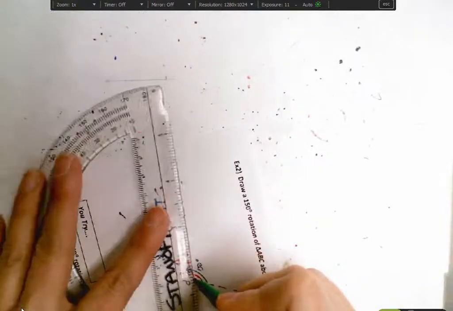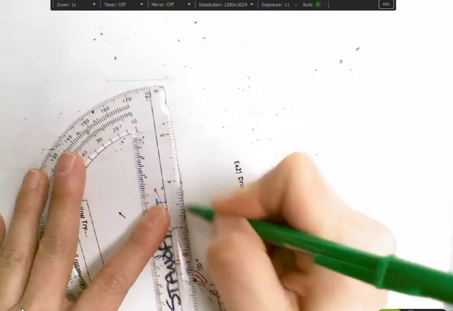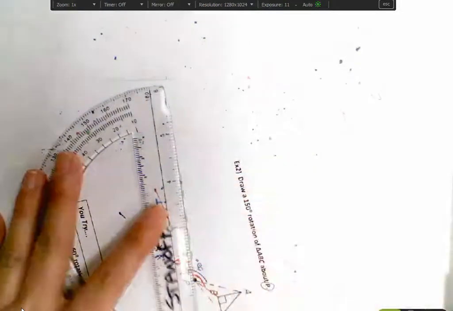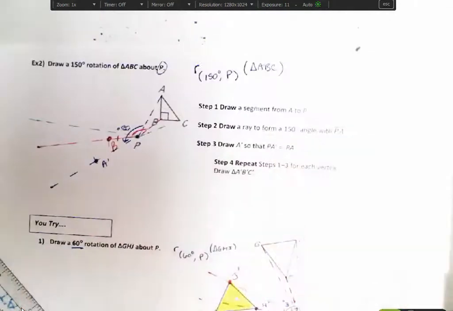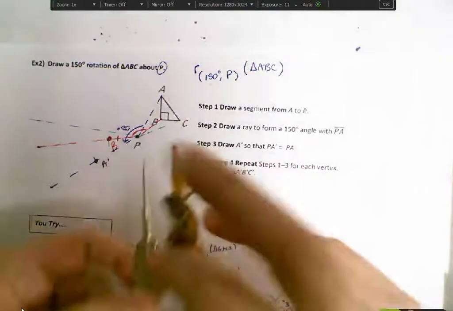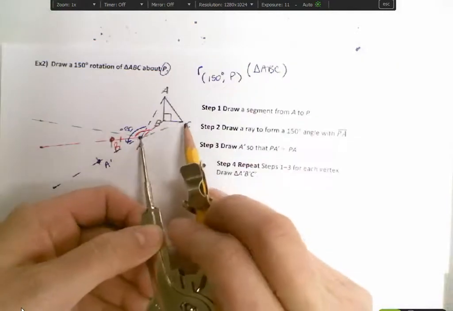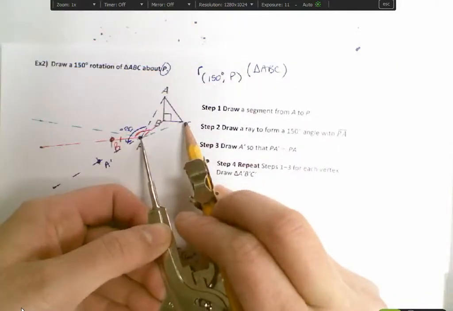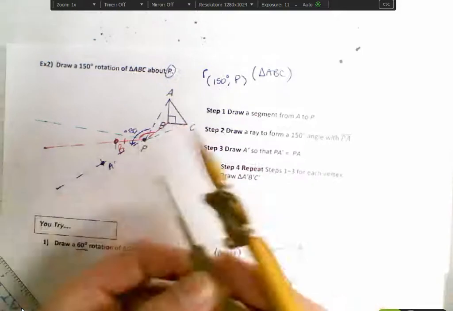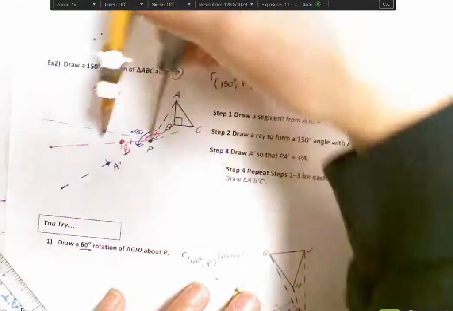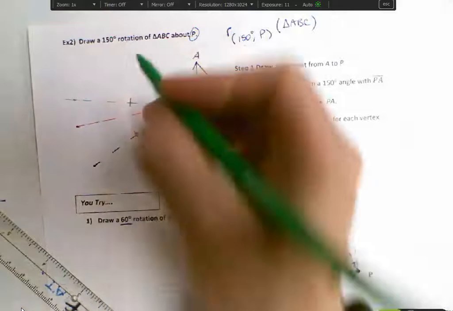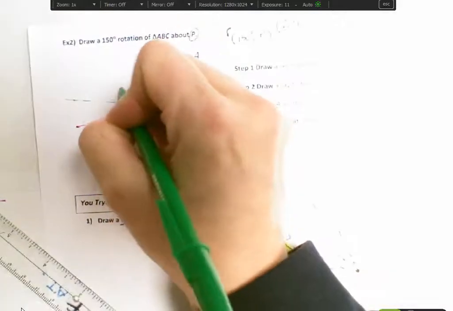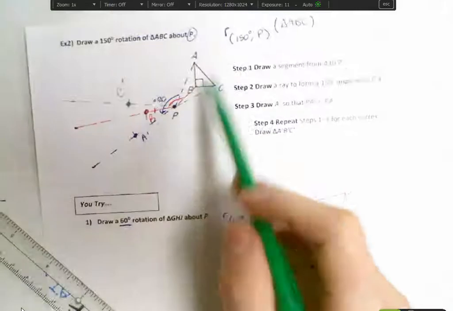And I connect to make the other ray of my 150 degree angle. My distance from the center of rotation to the vertex has to be the same. So I open my compass, and without changing my compass, I mark that same position over here. That's my C prime. So I've done each of the vertices.